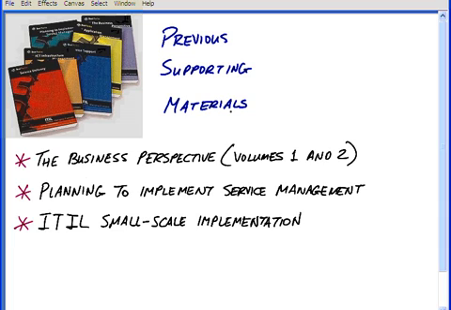Now, the business perspective set had 3 different titles, and this was basically brought into play to bridge the gap between business and IT organization. You can see here an example: there were 2 volumes called The Business Perspective, there was Planning to Implement Service Management, and then there was a case study document called ITIL Small Scale Implementation. Most of this information now is outdated, as of course so much has changed in IT and business in the last decade. So we want to focus on the current ITIL, which is 5 volumes.